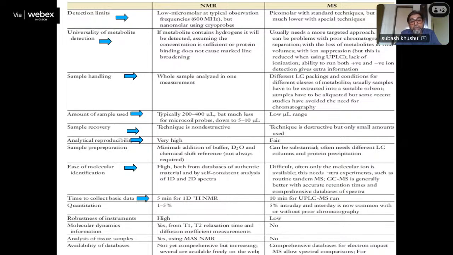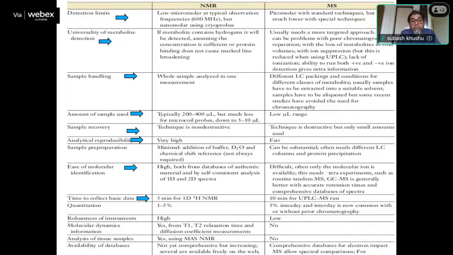Then robustness of instruments. NMR spectrometers are very robust, and generally they don't break down so easily. And you can study molecular dynamic information using NMR based on T1, T2 relaxation times and diffusion coefficient measurements, which is not possible using MS. And then analysis of tissue samples you can do using MAS, magic angle spinning NMR, which is not possible using MS. So there are databases available in MS.